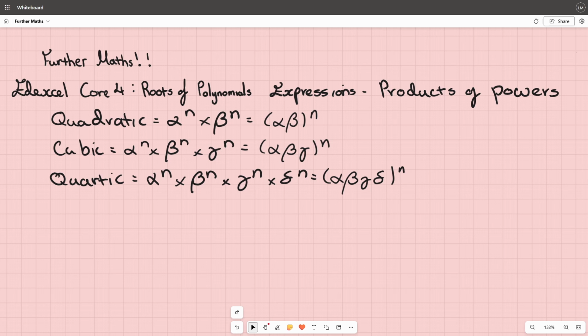And so, okay, so here's another expression you need to know, and it's the products of powers. So basically, it's that if you have any of your roots times together, let's take the quartic, where you have alpha to the power of n plus beta to the power of n plus gamma to the power of n.